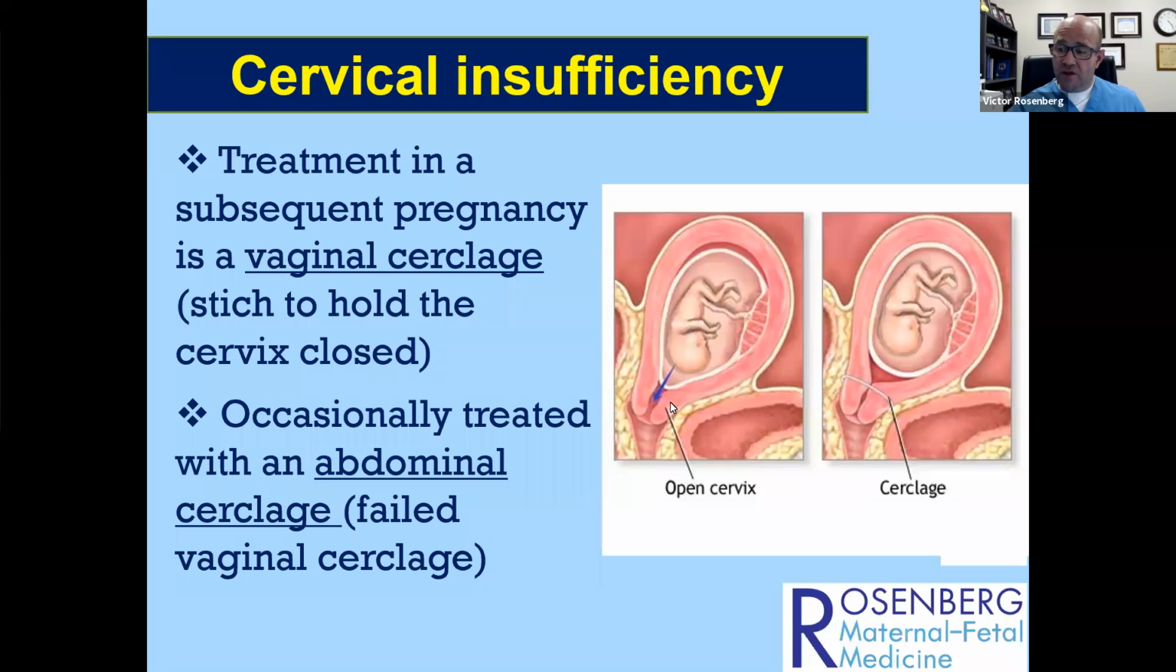Occasionally, the vaginal cerclage, which is a suture that's placed through the vagina, doesn't work, and then patients are sometimes referred to have what's called an abdominal cerclage, which is a suture that's even higher up on the cervix and may work a little bit better in some patients in trying to keep the pregnancy in and prevent a patient who has cervical insufficiency from, unfortunately, losing another pregnancy.